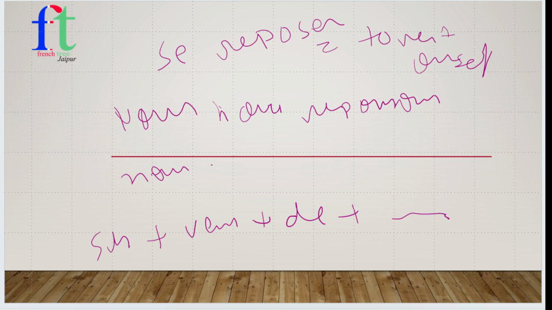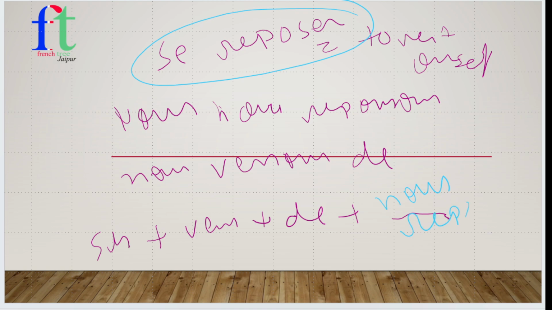So, nous, the verb is here, reposer. But according to the reflexive verb, nous should also come. This is a very nice answer: nous venons de nous reposer. Because se will be conjugated according to the subject. We cannot put nous venons de se reposer. That will be wrong.